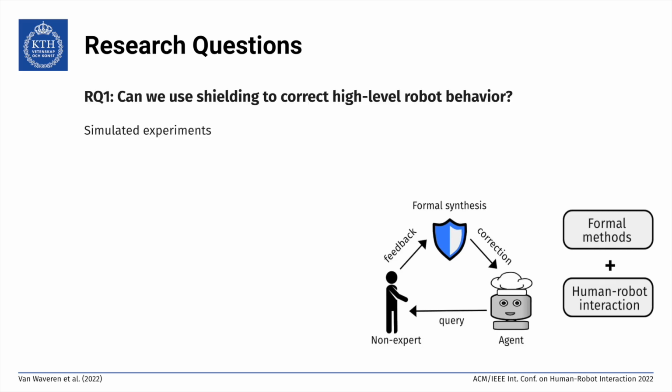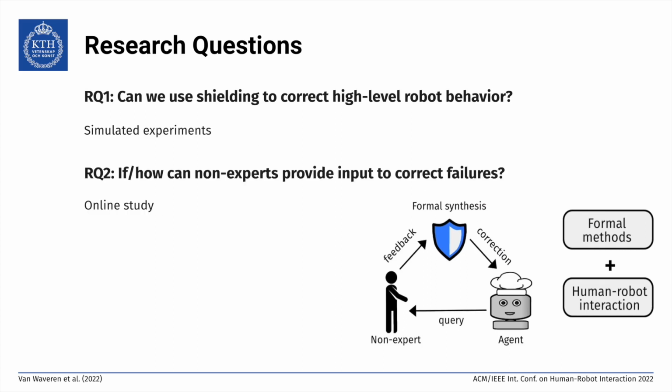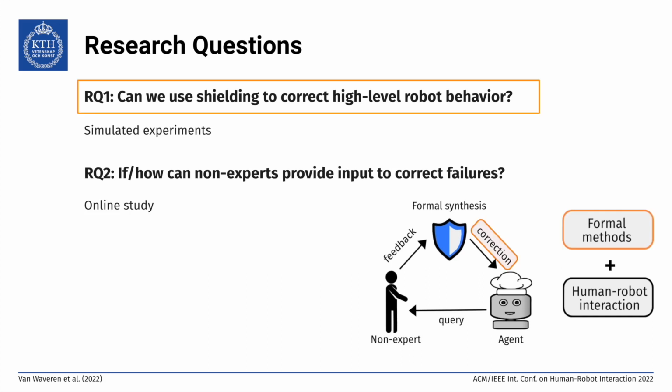We investigated the following two research questions. Can we use shielding to correct high-level robot behaviors, which we tested through a series of experiments? And if and how can non-experts provide input to correct failures when the robot queries them only after it detects a failure state, which we evaluated through an online study. I'll start with the experiments to answer the first research question and will then talk about the online study to answer the second.